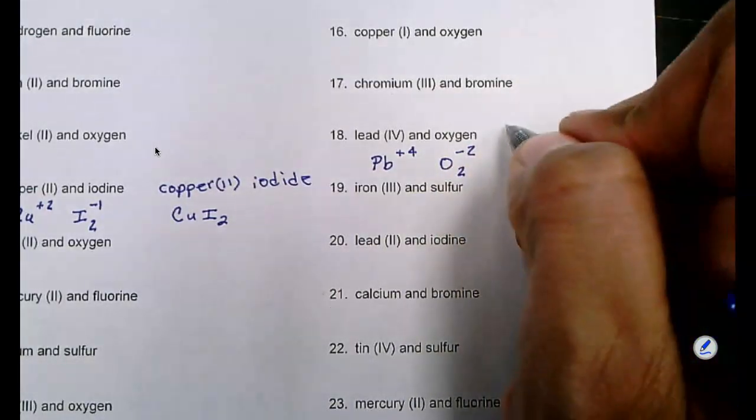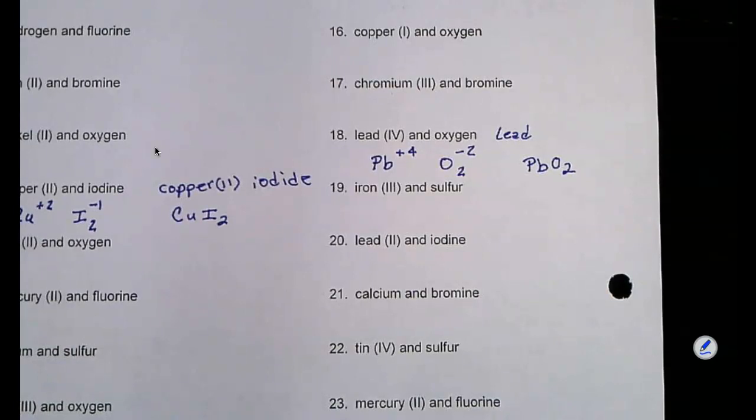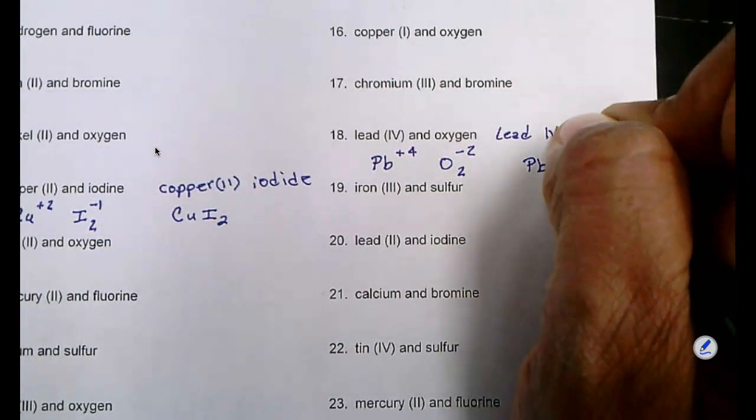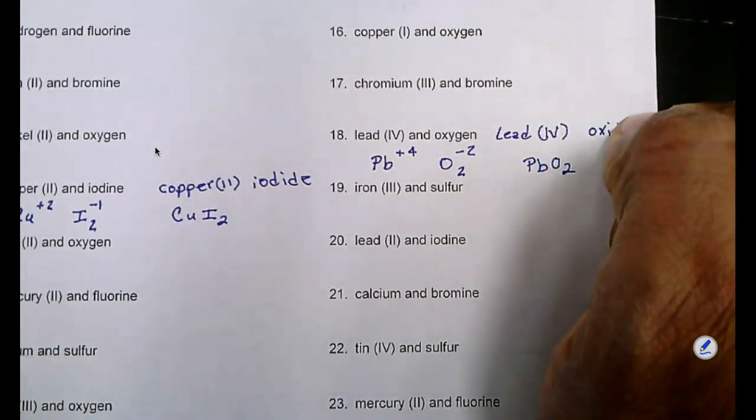And that is the formula for lead. Then remember, you have to include the Roman numeral. The reason you need to include the Roman numeral is what if somebody wanted to work backwards from the name that you give them to write the formula? They wouldn't know what charge to use. So it's going to be lead, Roman numeral 4 in parentheses, and then a space, oxide.